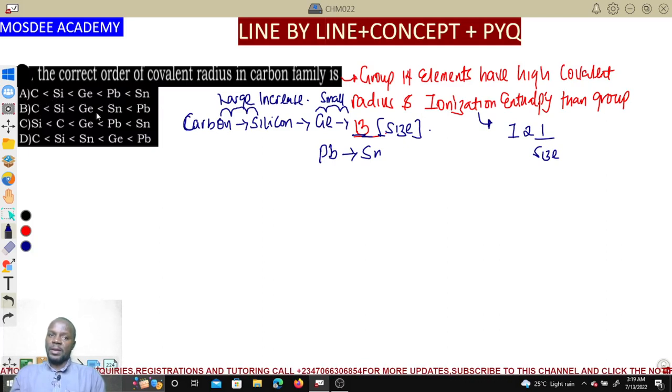So I think the first one, be careful about the carbon, silicon, germanium, lead, and tin. It should be tin and lead. Tin should come before lead. So let's just be careful about that. Sometimes questions can be technical, even if you are not careful while you are picking. The next one.